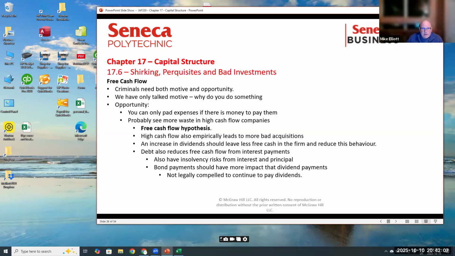Bond payments should have more of an impact than dividend payments. Let me say that again. When we start to add all these payments together, we have to think about the legal liability attached to these payments. Bond payments are part of a contract. You have no choice. You have to make the interest payments, you have to make the principal payments. Dividend payments are not contractual. Whatever's left, we'll pay out. I'm not legally compelled to pay dividends at all. I am legally compelled to pay all my bond payments, so they're not equal risks.